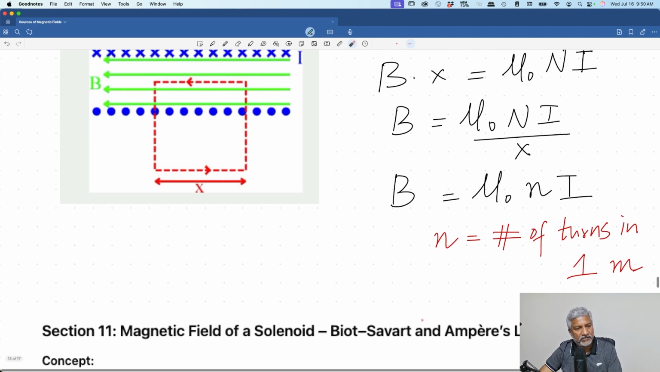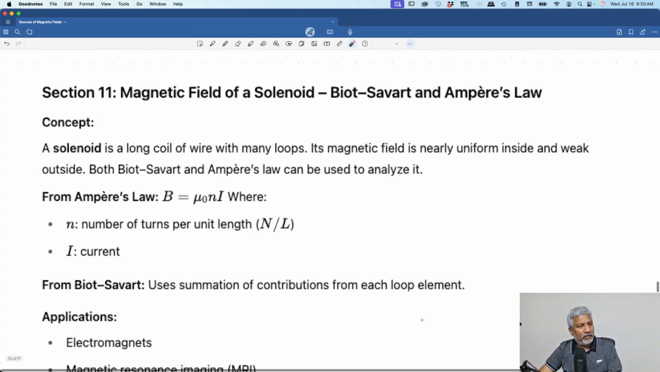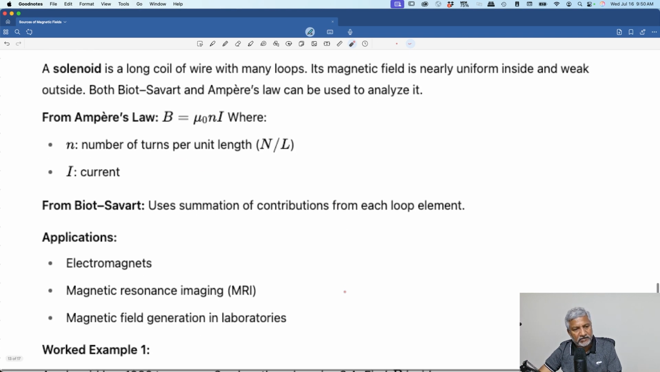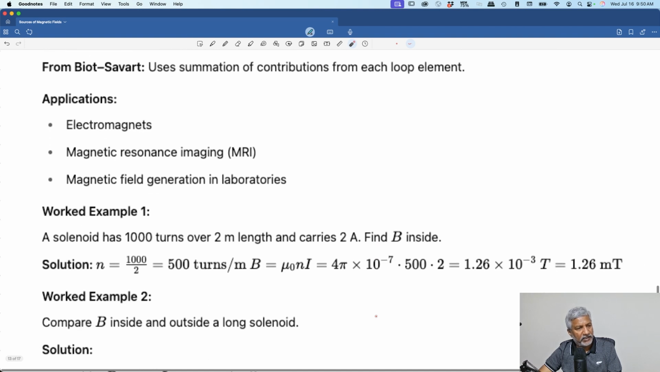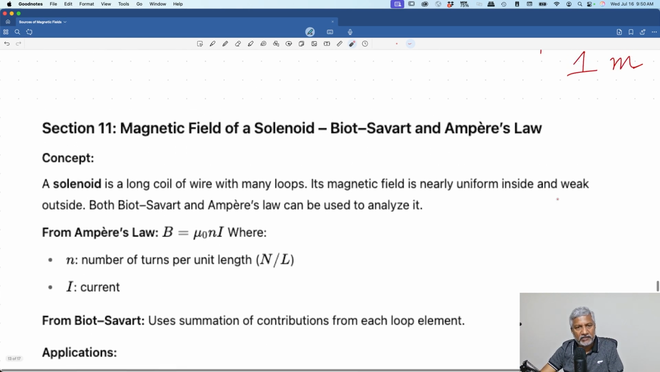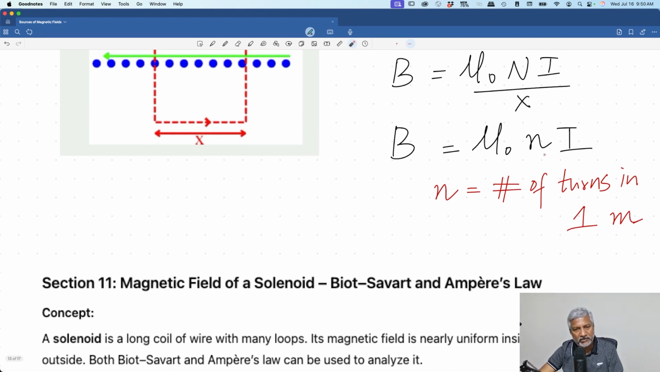So that is the solenoid. Remember, number of turns per unit length. Okay. Applications: electromagnets, MRI, any type of magnetic field generation. Whenever you need a strong magnetic field, it's always a solenoid that's used. And just remember that the strength of the magnetic field depends on N and I and mu naught.